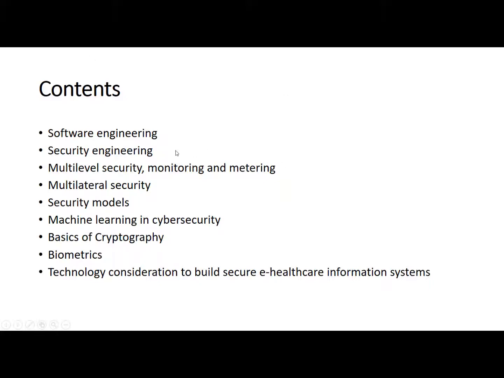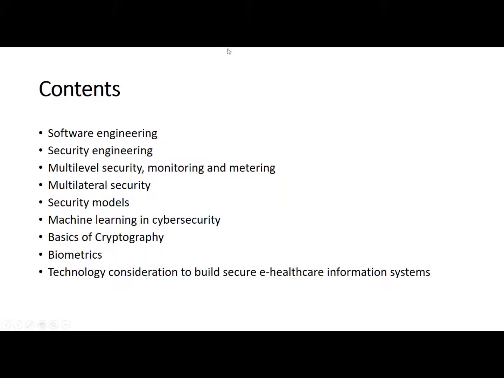In fact, I list here some contents. The first one, we will teach something about software engineering, because a security system is generally related to software. So we need to talk about some major things related to software engineering. For example, why some software fails, and why some software is successful. Then I also introduce security engineering, the basic concepts of security. Also, what is a security system? How to design a security system?